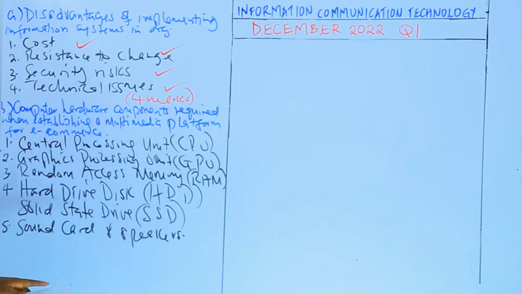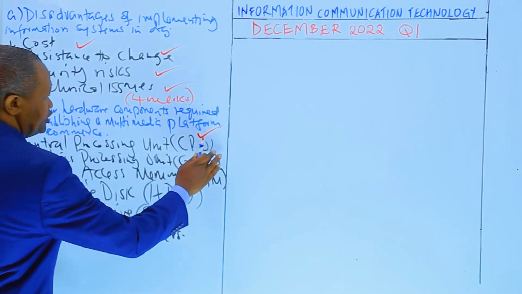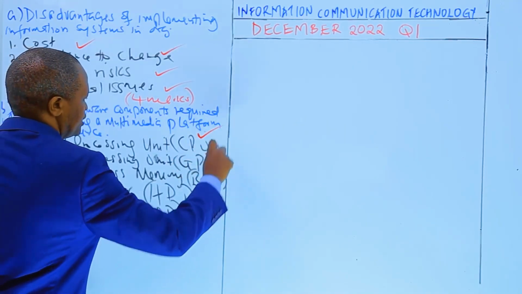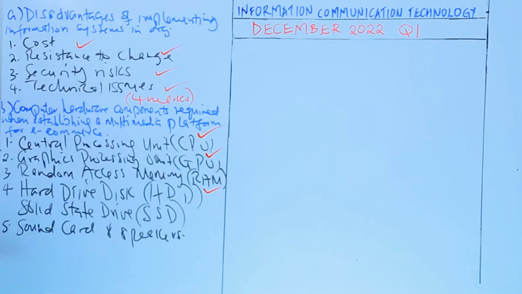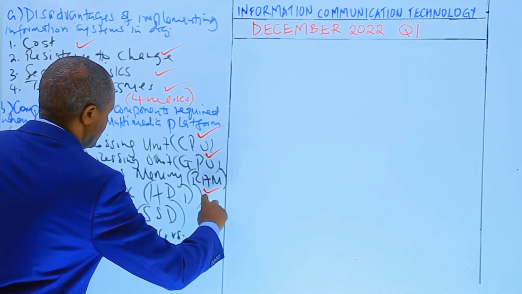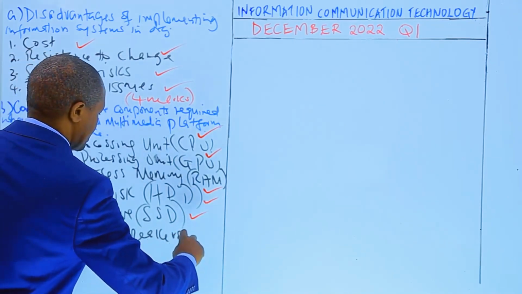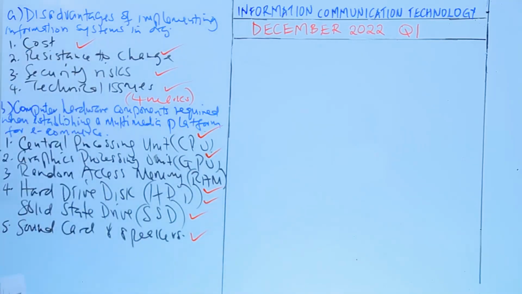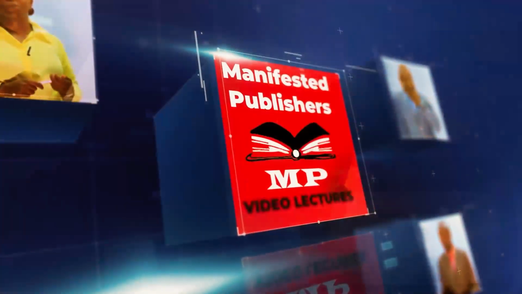Number one, central processing unit. Then we have the GPU, graphics processing unit, the random access memory, the hard drive disk, the solid state disk, and sound card and speakers. These are 5 components, 5 marks.